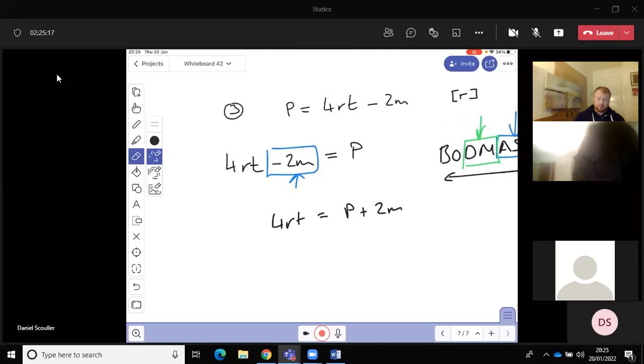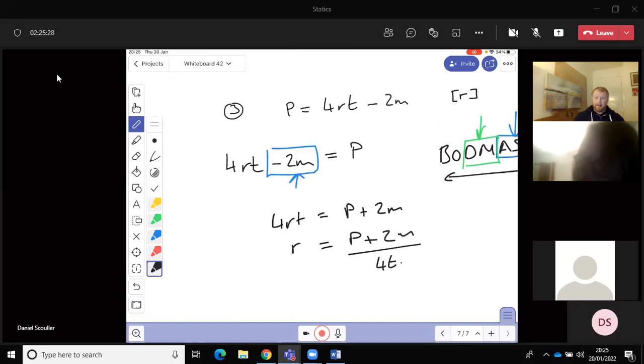To leave R equals P plus 2M, the whole thing divided by 4T. Again, the length of that line becomes very important. It has to go underneath that whole term on the right-hand side. The 4 and the T are both multiples on the left-hand side, so they're both divides on the right-hand side. But you see the 4 and the T, it's now a denominator. It's still in the same order under that.